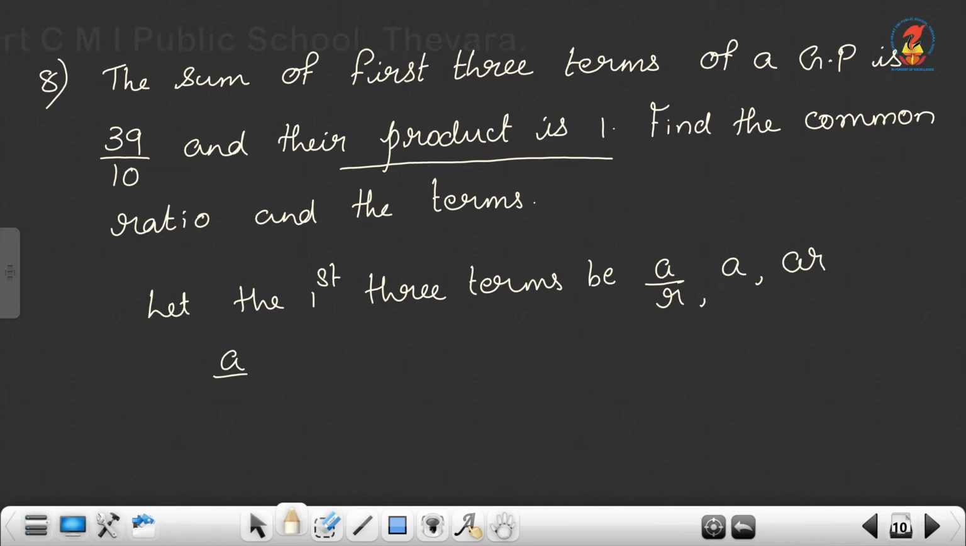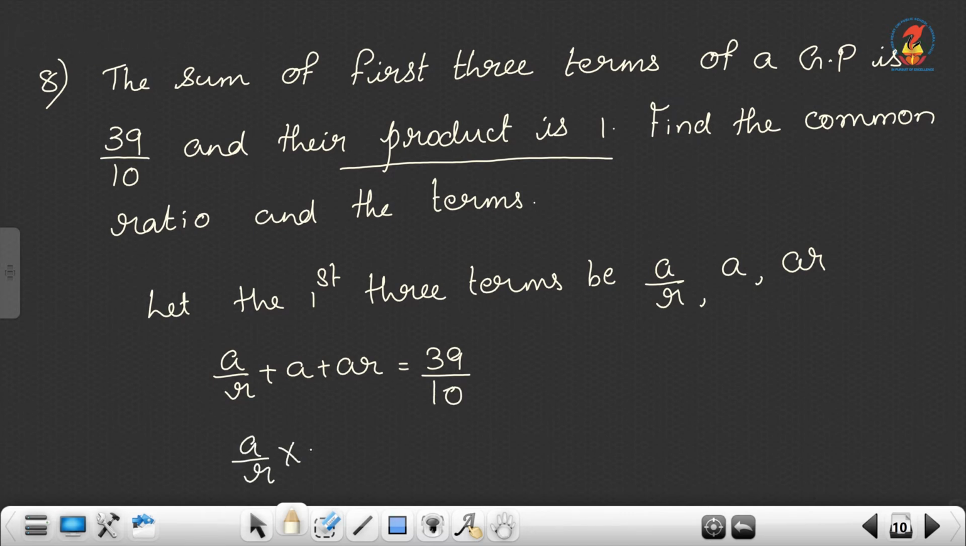Their sum is given. So, A by R plus A plus AR is given as 39 by 10. And their product is given. So, A by R into A into AR is 1. R and R cancel, which implies A cube is equal to 1. A cube is 1 means A is 1.